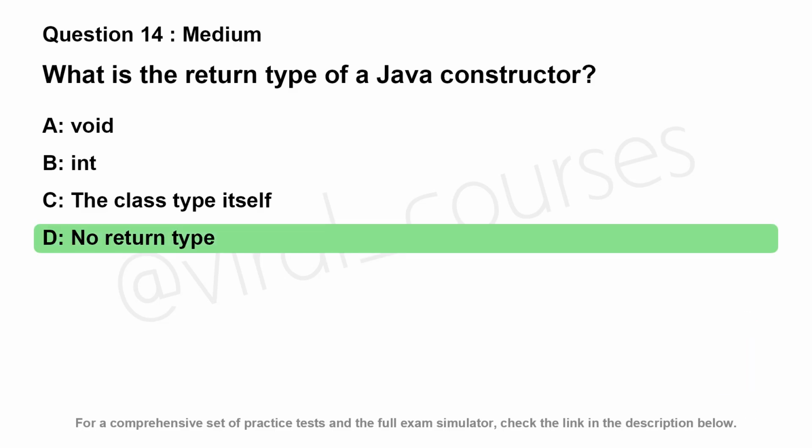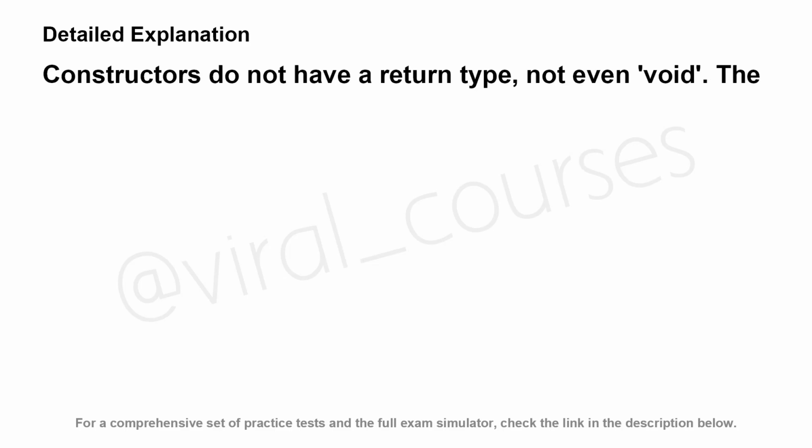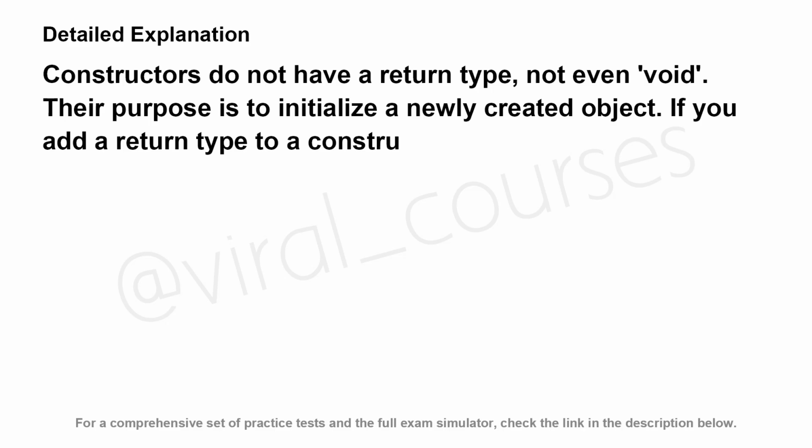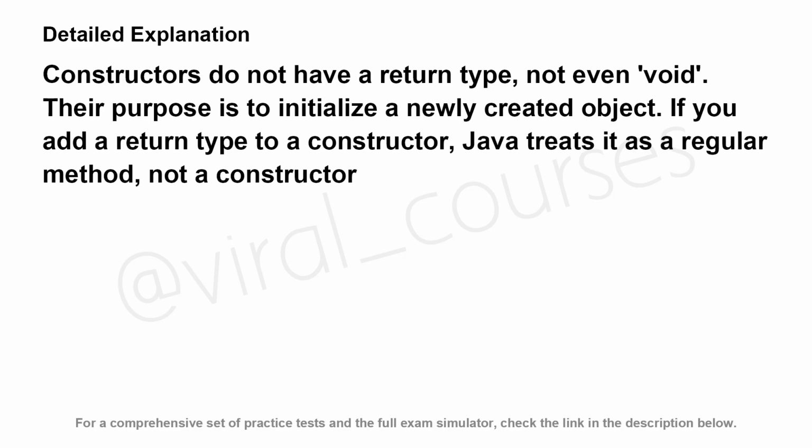The correct answer is D. Constructors do not have a return type, not even void. Their purpose is to initialize a newly created object. If you add a return type to a constructor, Java treats it as a regular method, not a constructor.